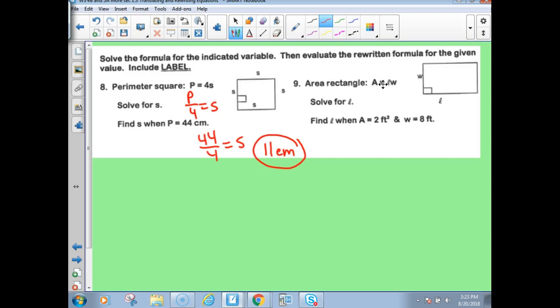Area is length times width. Solve for L. You would divide by W. A over W would equal L. If the area is 2 square feet and the width is 8 feet, to get the length, I'll show you the dimensional analysis. Feet would cancel out with one of the feet on top. 2 goes into 2 once and into 8 4 times, so the answer would be 1/4 of a foot.